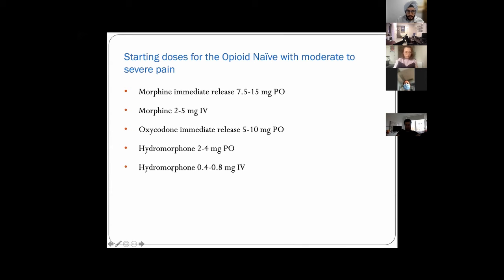So the starting doses for opioid naive patients are anywhere as listed above. So for morphine, for instance, it's 2 to 5 milligrams IV and so forth. Next slide.